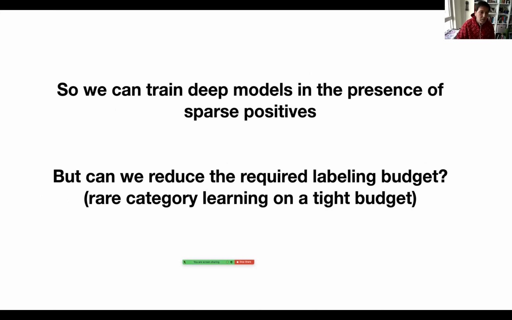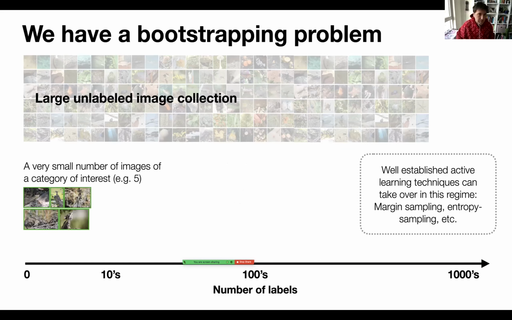So a lot of the work that we're doing right now, and something I'm particularly interested in, is addressing this bootstrapping problem: I have an idea in my head, I may even have a few positive examples, like in this case a few positive examples of this lizard, and I have this huge unlabeled image collection that I need to start mining to generate training data.